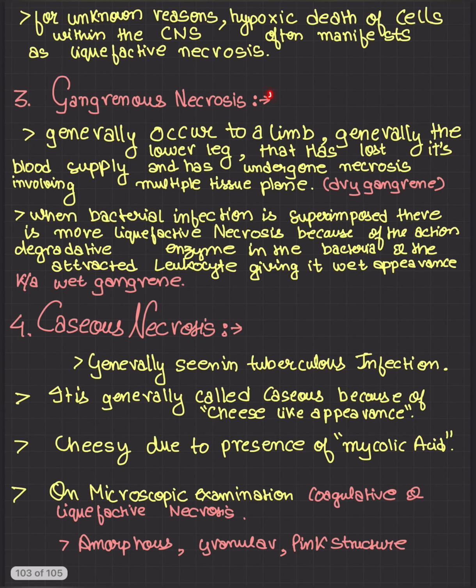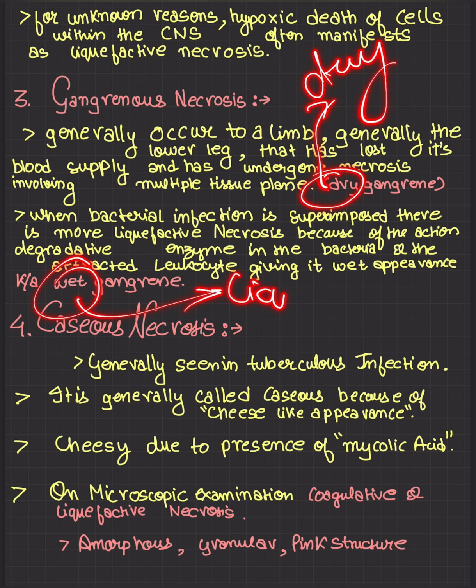Now moving to gangrenous necrosis. Basically there are two types of gangrene, dry gangrene and wet gangrene. As the name suggests, dry gangrene will be dry in appearance, and wet gangrene will be liquid in consistency or liquid in appearance.